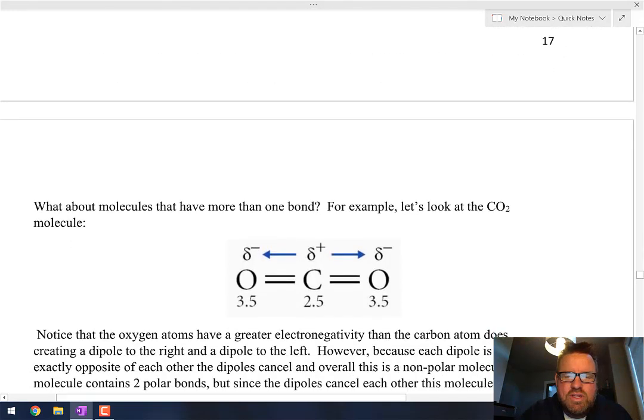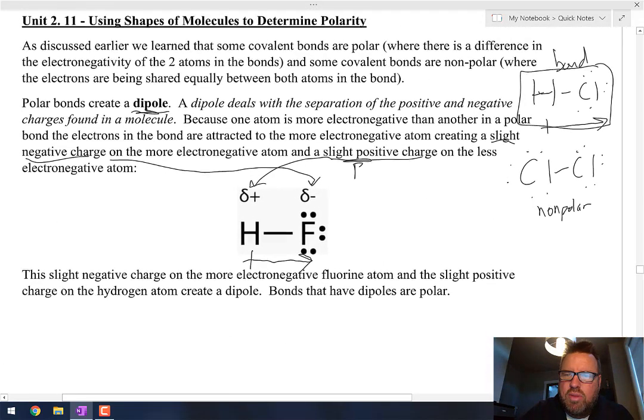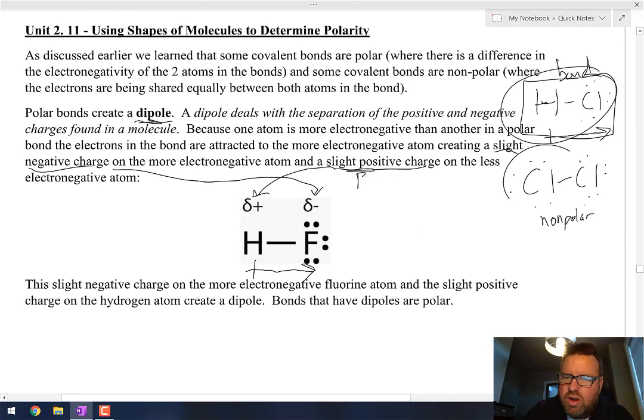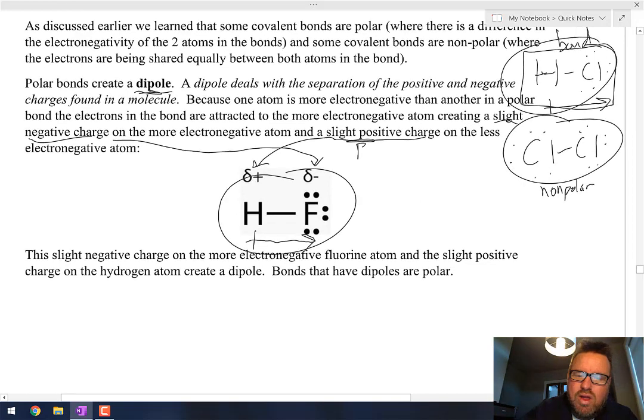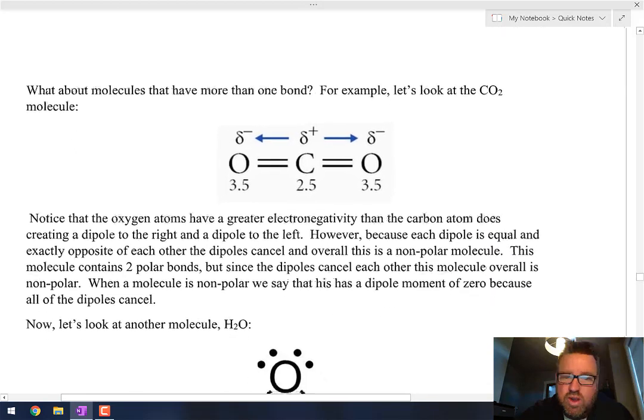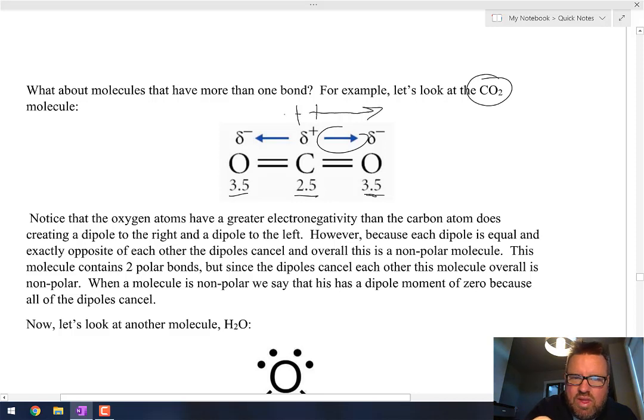Now, what happens when you have more than one bond? We looked at just one bond here. What happens when you have two or three or four or five or many bonds? For example, here's carbon dioxide, where oxygen is more electronegative than carbon. These are their electronegativities. So you've got a dipole going this way, and a dipole going this way. Those dipoles are equal to each other.